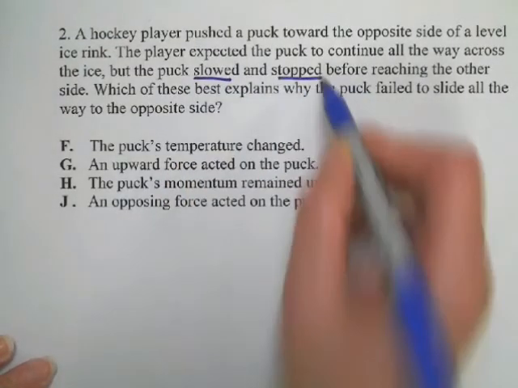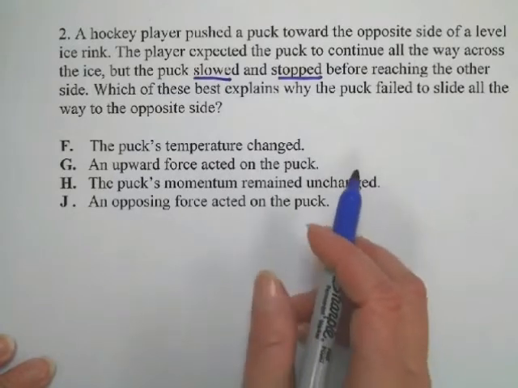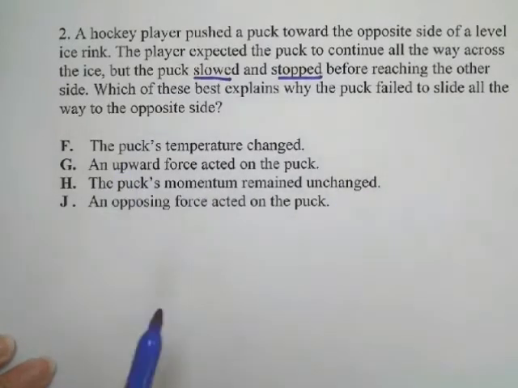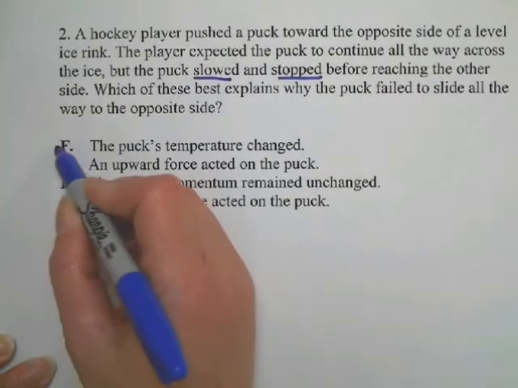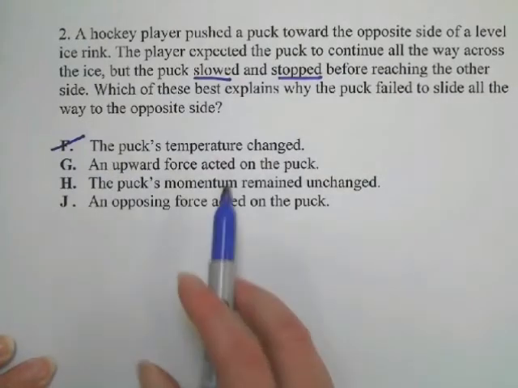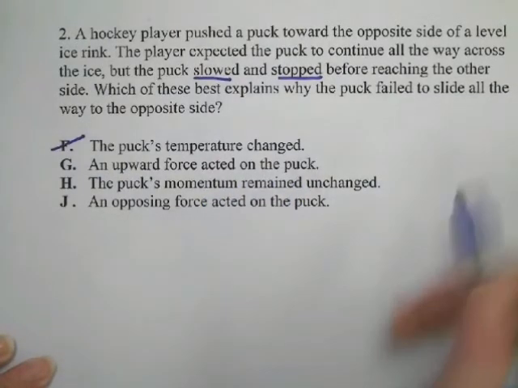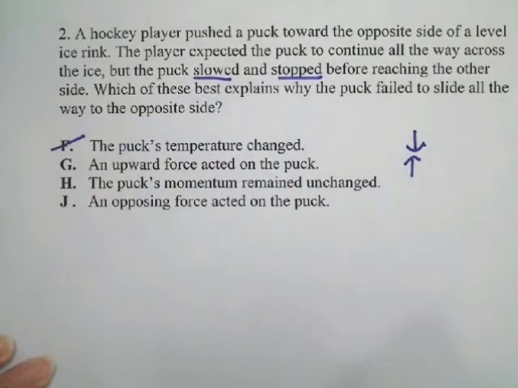The first one we need to look at, it says the puck's temperature changed. Now, when the puck's moving across the ice, we're not going to see actually any change in temperature. So that's not really what's going to be affecting how well the puck can move. An upward force acted on the puck. Well, there is an upward force acting on the puck, just like there's also a downward force. But those forces are not going to speed up or slow down the puck. They're literally just going to make sure it stays on the earth, because that's going to be your gravity.